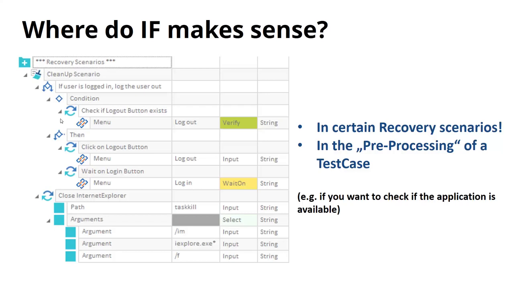If you have pre-processing or prerequisite steps in your application, starting the application, for example, then you can also use if statements to check if the application is already started, and if the application is not started, start it. This would also be a rare instance where it makes sense to have it. As I said, only in preparation steps or in cleanup or post-requisite steps, not in the content itself.